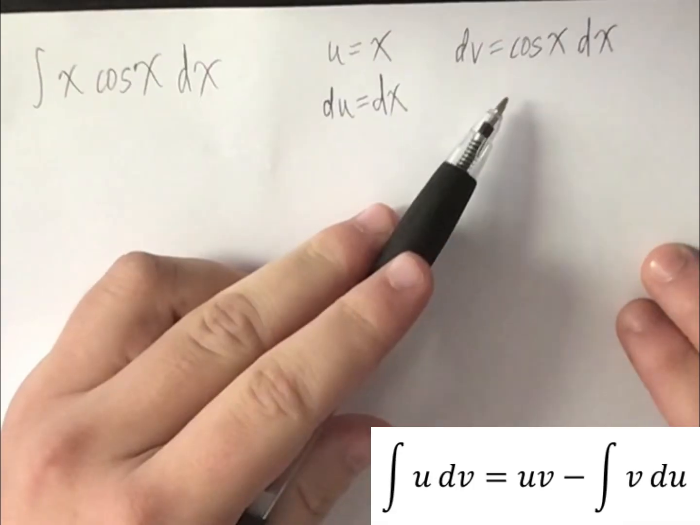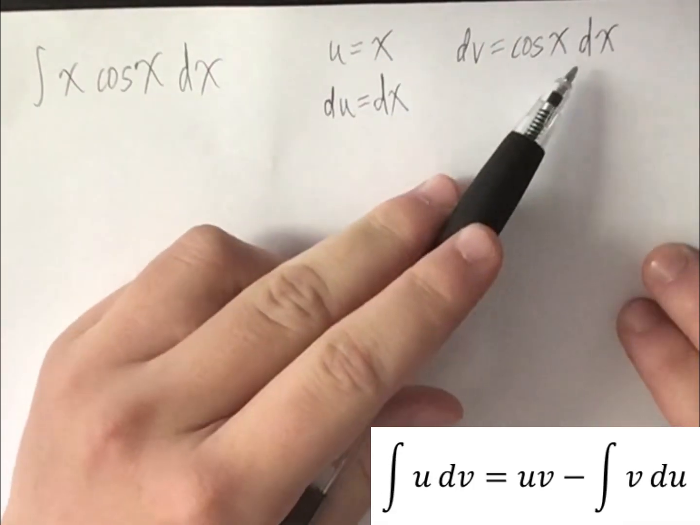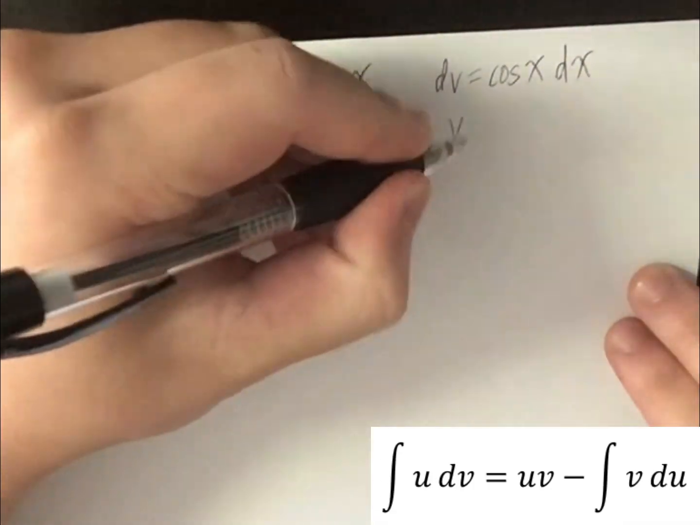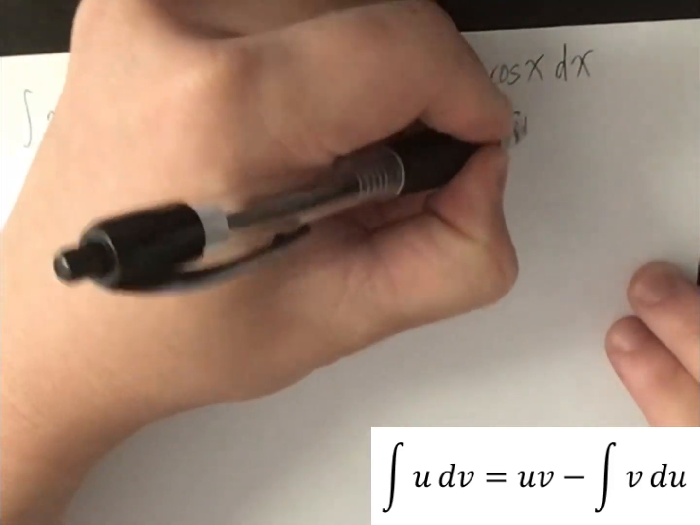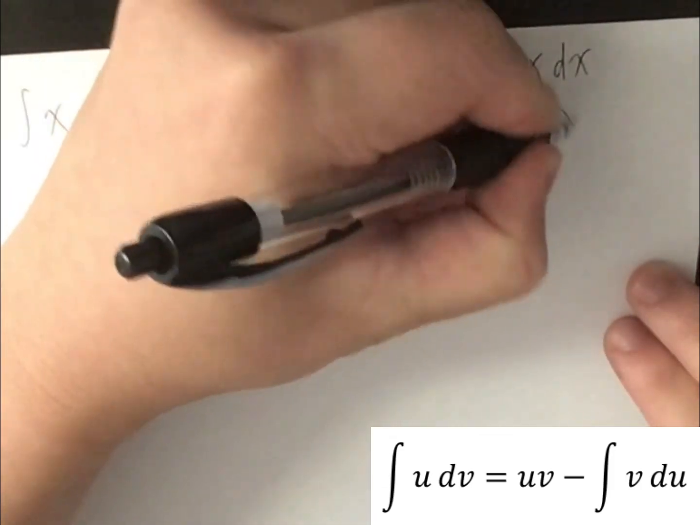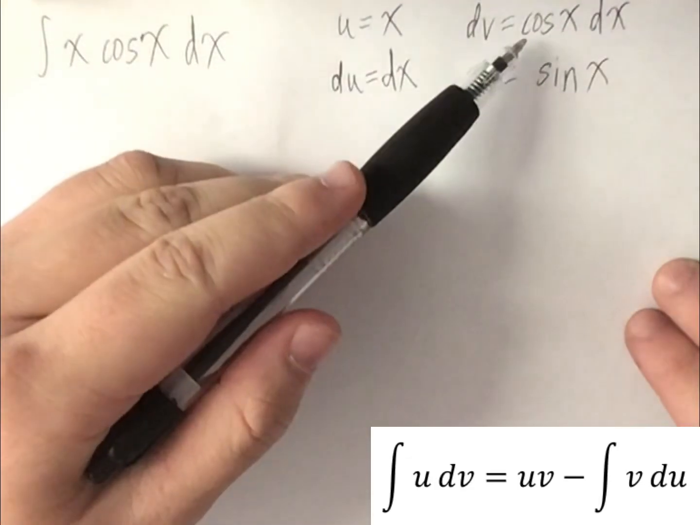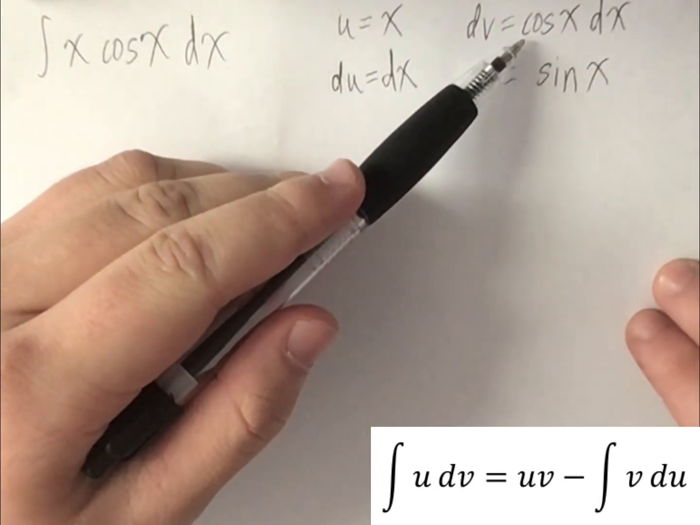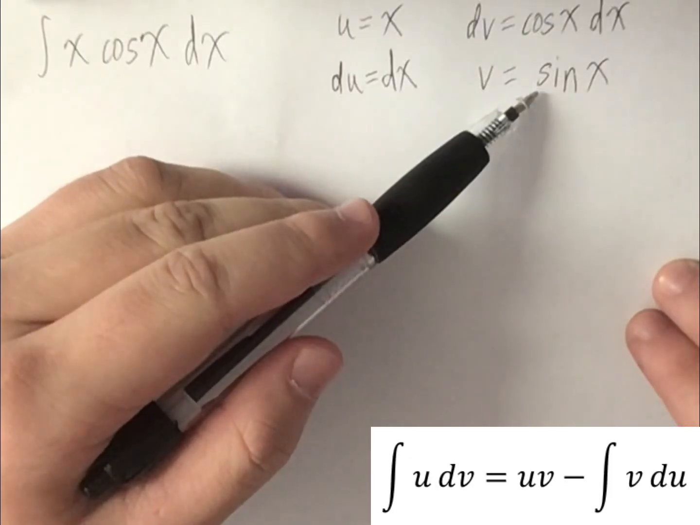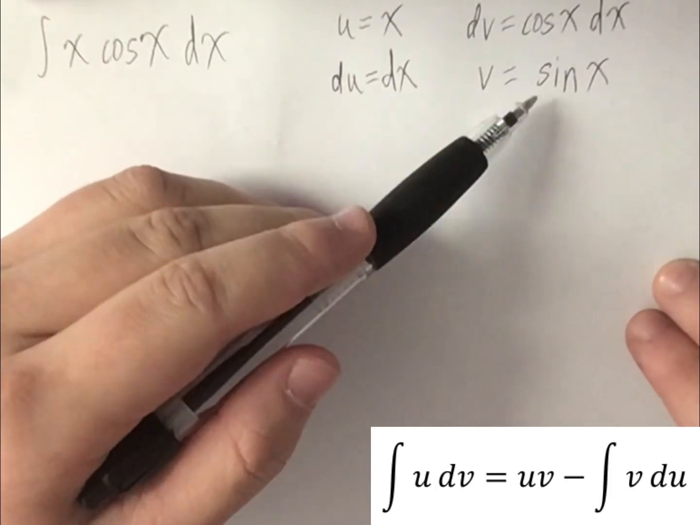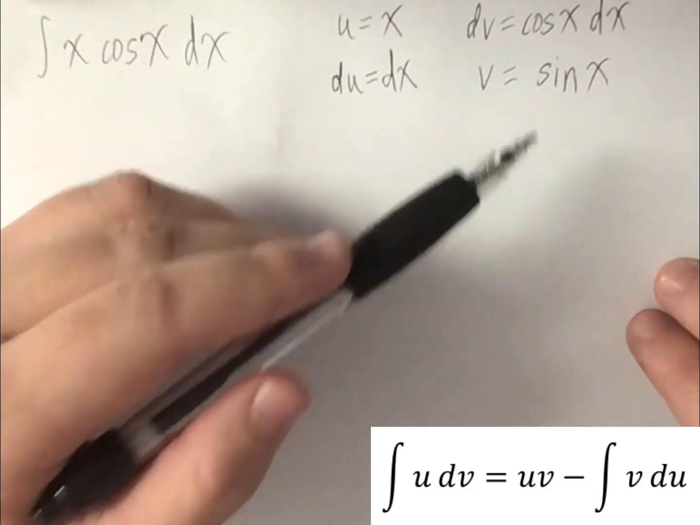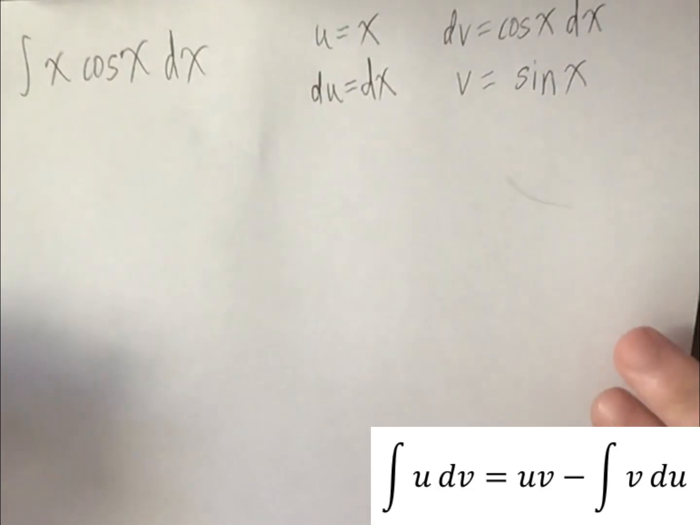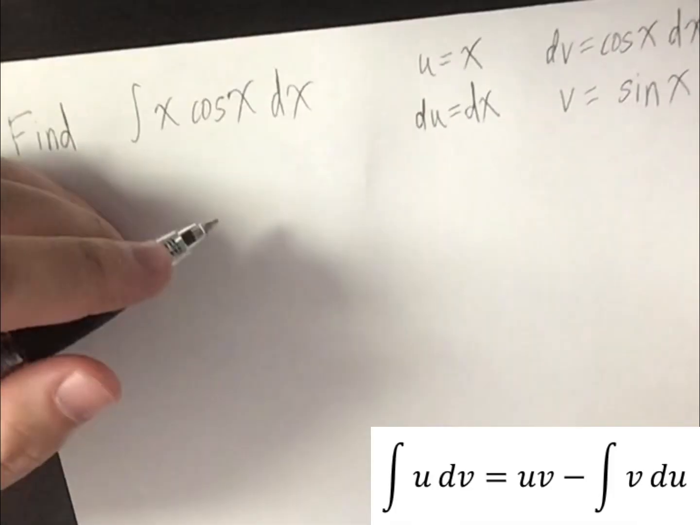And for the other part, dv is cosine x dx, and v is just the integral of this thing. And the integral of cosine of x is sine of x. You don't need to plus c here now. If you don't remember what the integral of cosine of x is, you should remember it as sine of x. Although you can write it in your cheat sheet, it will be better if you can remember them. And now the question is very clear.